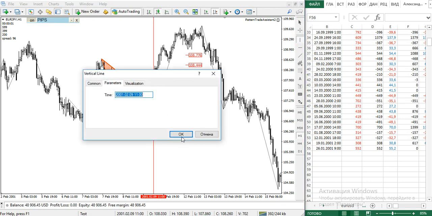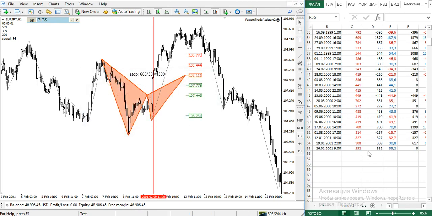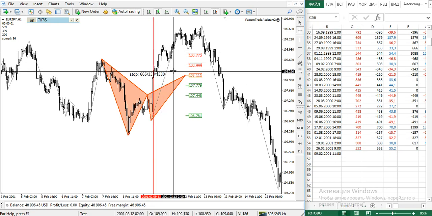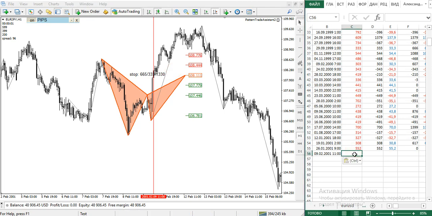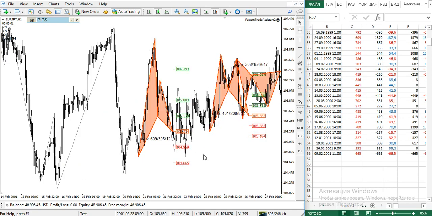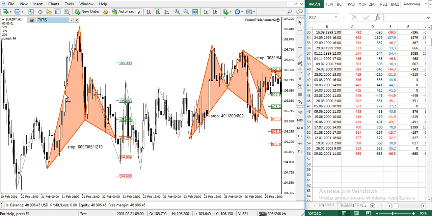So this is the completion. And then we go to stop loss, and it is full stop loss. Very, very simple. First one looks this way. We completed the pattern of this candle.